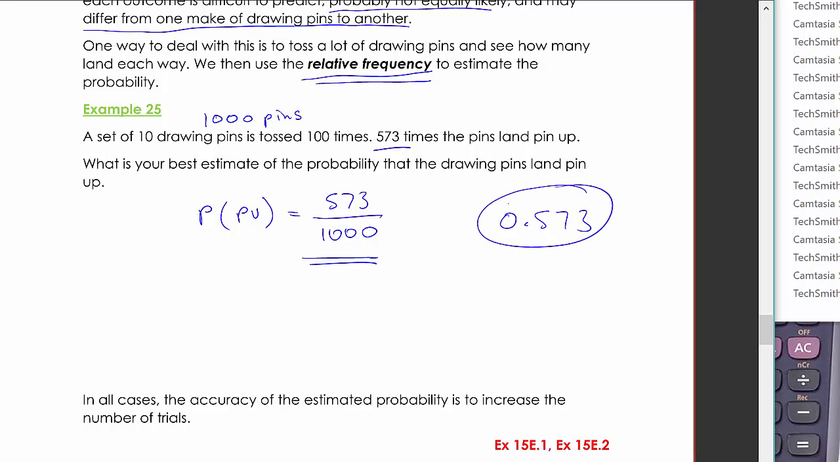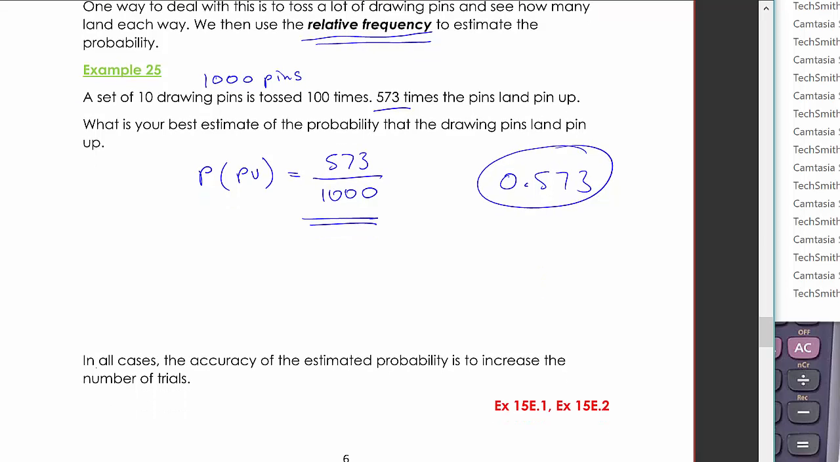Now, if we tossed it another 1,000 times, we probably wouldn't get the same result. So the probabilities would change each time we perform the experiment. But in all cases when you do this type of thing, the accuracy of the estimated probability increases with the number of trials. So we've got this for 1,000 trials, but we could be much more confident about the value if we did 1,000,000 trials.